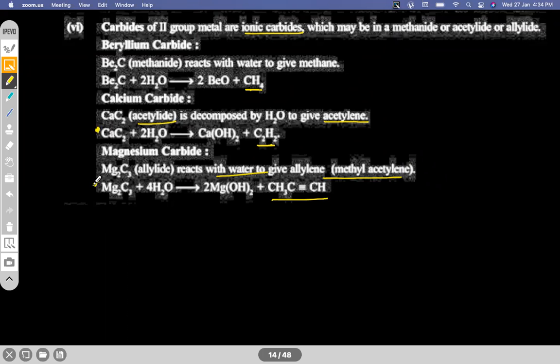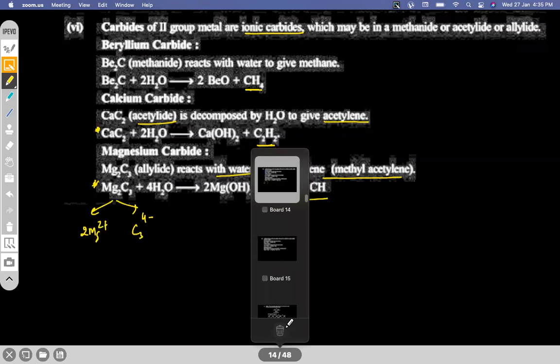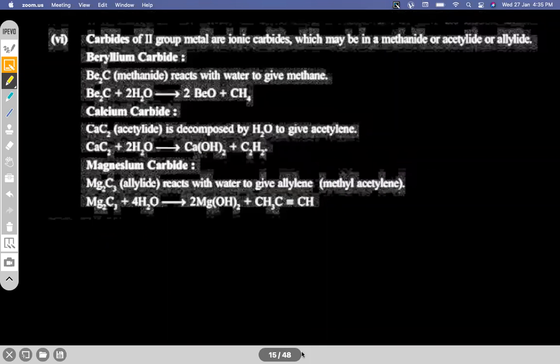And this one also, I guess they have asked, in NEET and JEE both. It dissociates like 2Mg2+ and C3 4-, like this. It's the same thing.